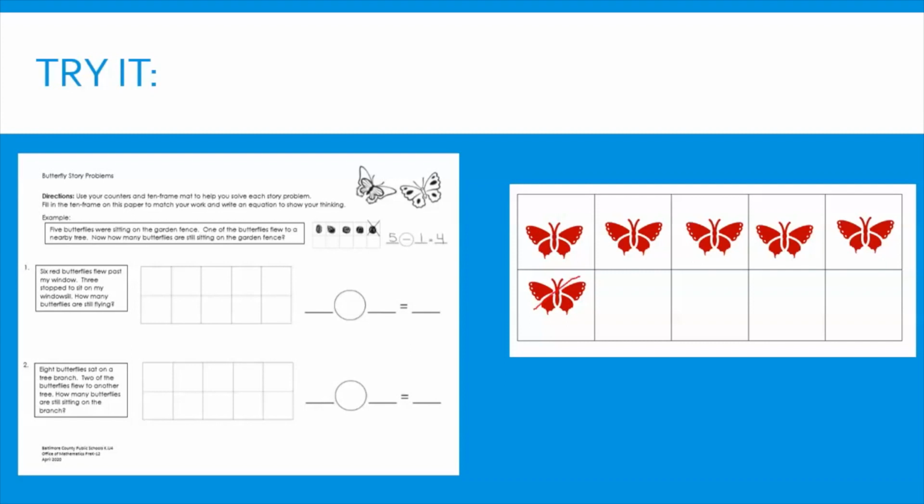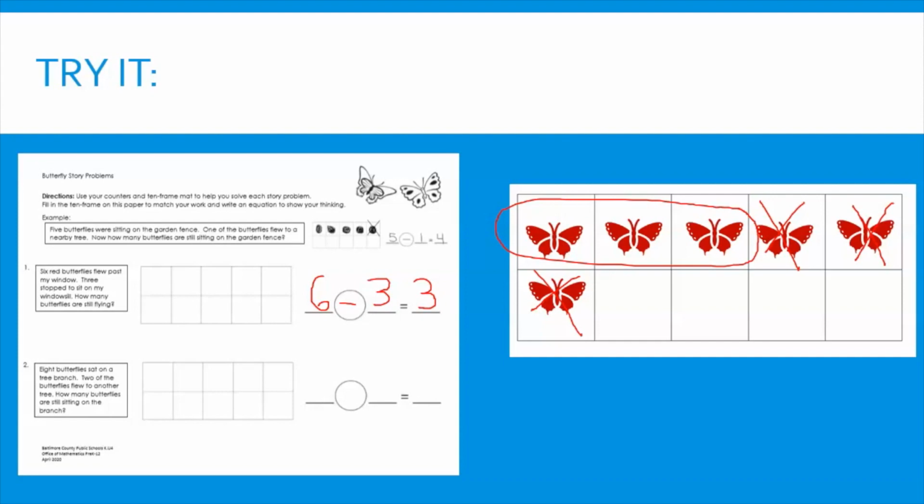1, 2, 3. Now we need to see how many are left. I see that there are 3 butterflies left. So I know that 6 minus 3 is 3. We now need to record our equation. 6 minus 3 is equal to 3. There are 3 butterflies still flying.